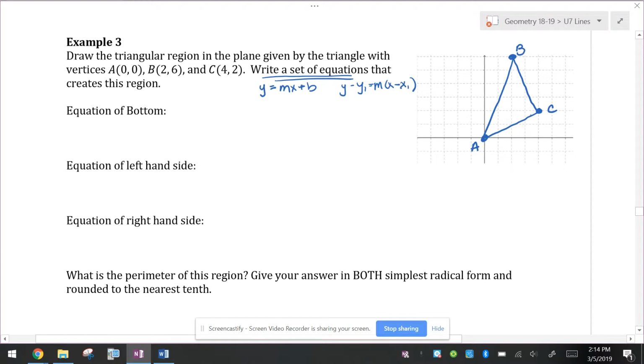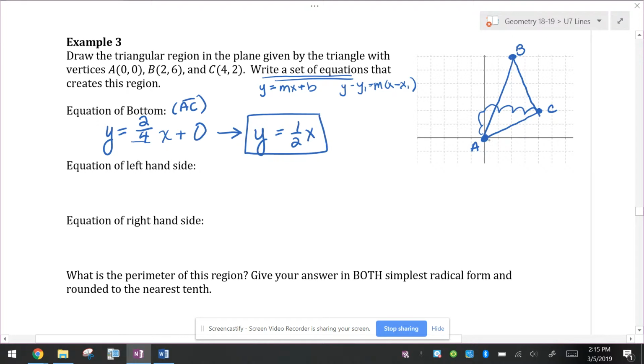So I'm going to do the equation of the bottom, also known as AC. And so if I look at AC, the y-intercept is right here at the origin, so my y-intercept is 0. So I'm going to go with y equals mx plus b, but my y-intercept is 0. That's just the beeping noise from the bell. And then I have to count my slope, so I go up 2, right 4. So my slope is up 2, right 4, or I could write that a little bit simpler as y equals 1/2 x.